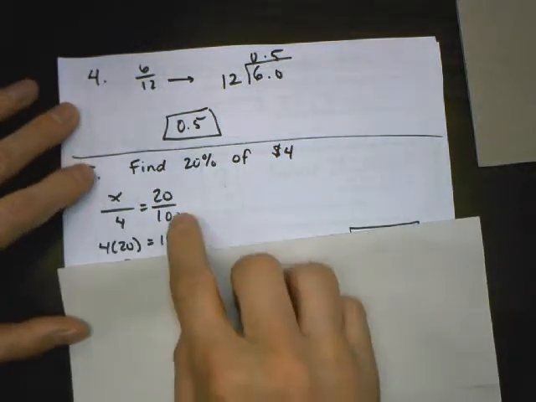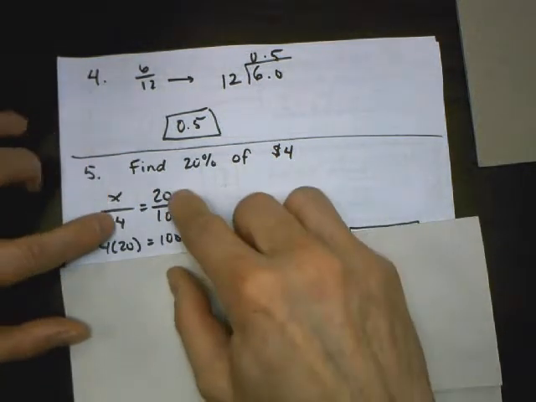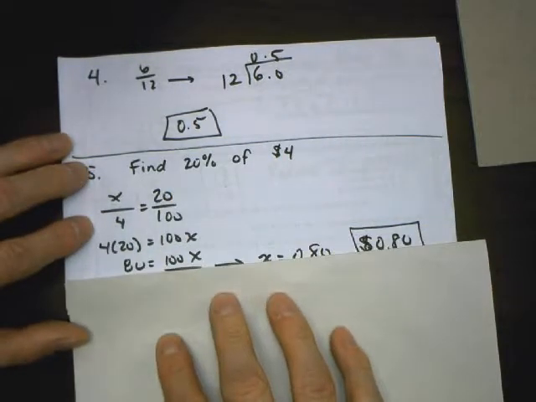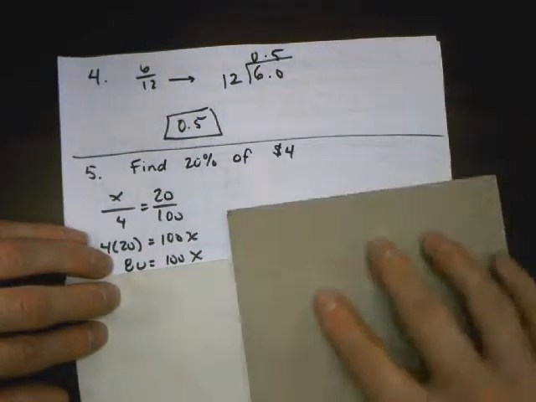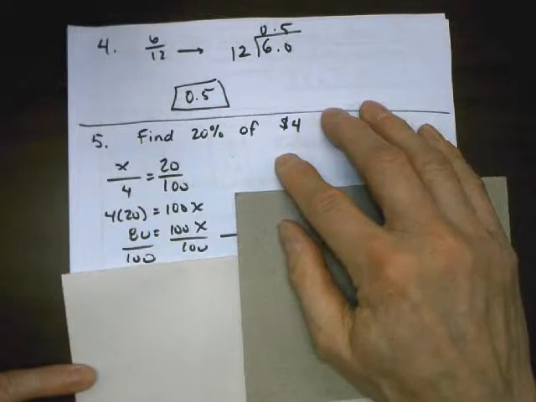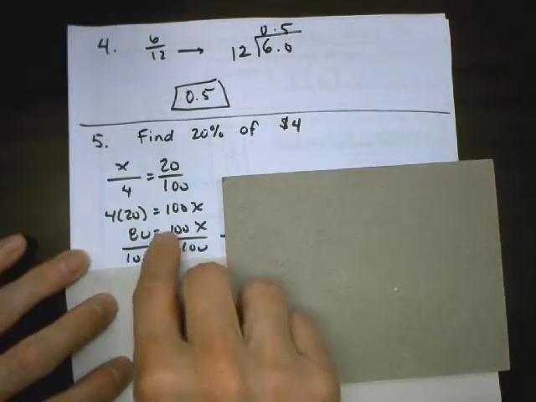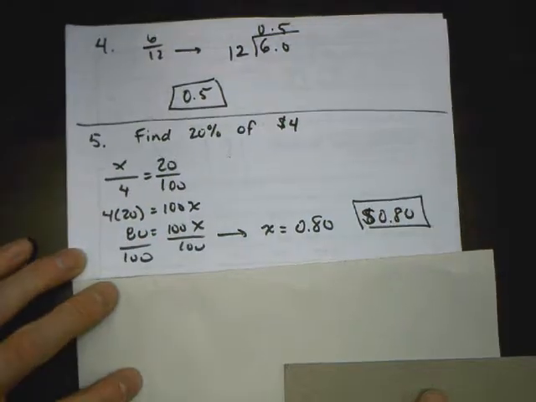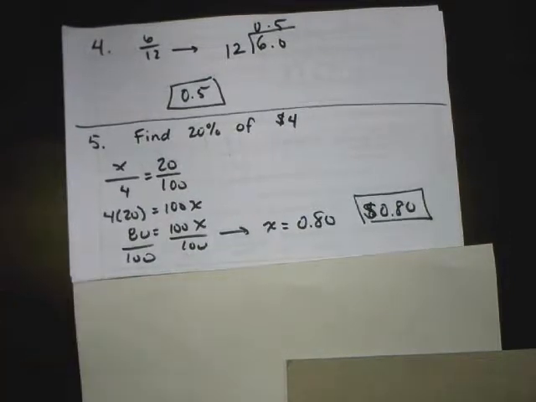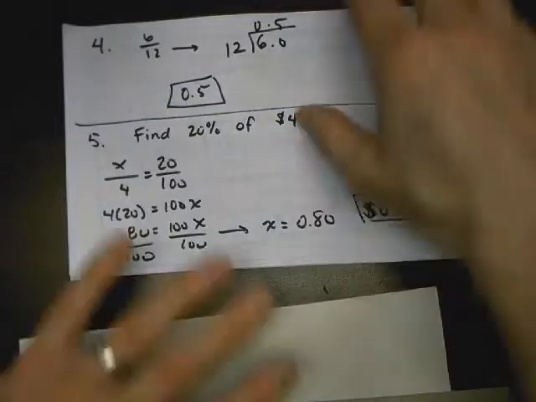We cross multiply again. 100 times x is 100x. 4 times 20 is 80. Now we divide both sides by the coefficient, by the number in front of x. Dividing by 100 is easy. Just move the decimal 2 times to make it smaller. 0.8 is 80 cents. 6 says we have to find 4/5 plus 1/5.